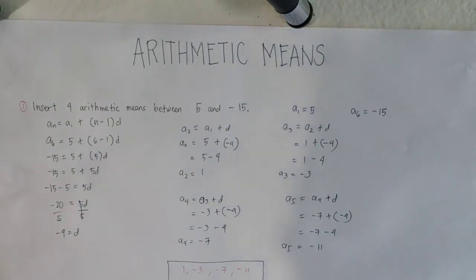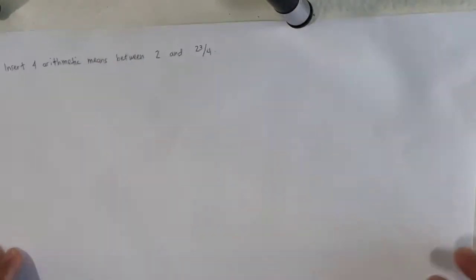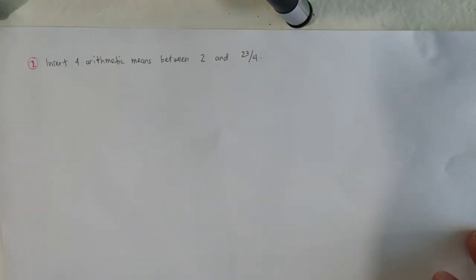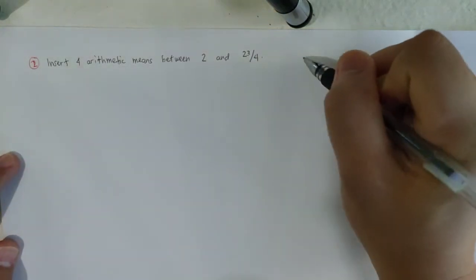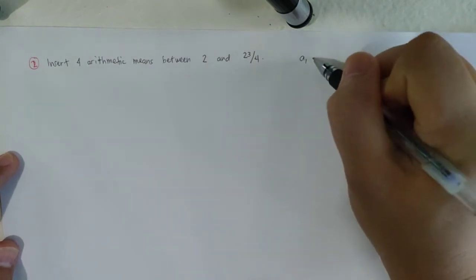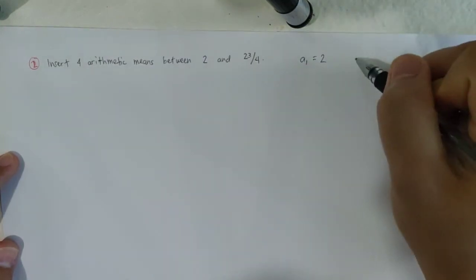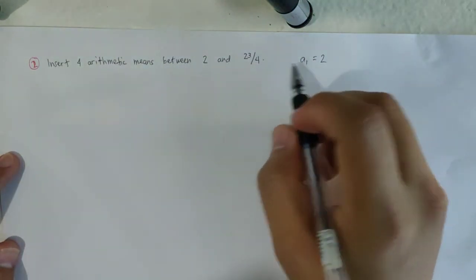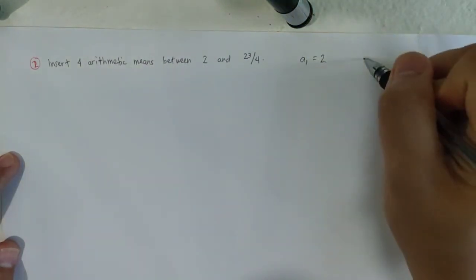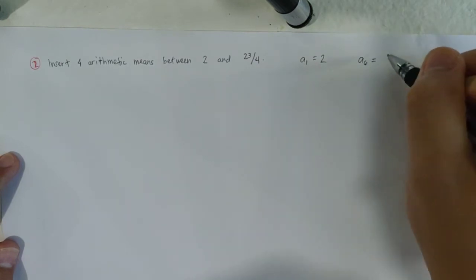Okay, next example. Okay, example number 2. Insert 4 arithmetic means between 2 and 23 over 4. Ganun pa rin. A sub 1 natin ay itong 2. And since 4 ang ilagay natin, so a sub 1 plus 4 is 5 na. So ito yung a sub 6 natin.